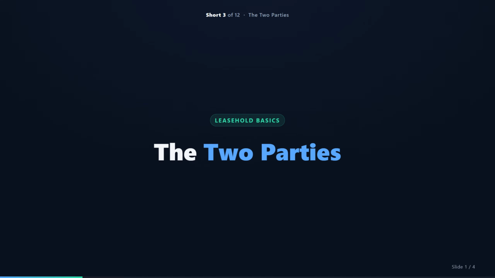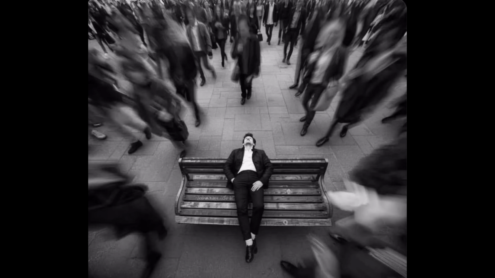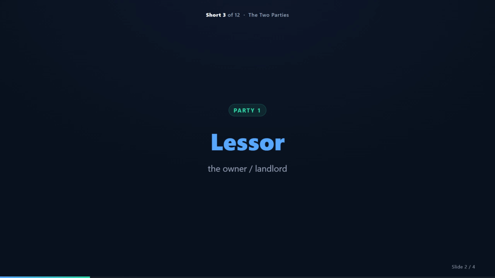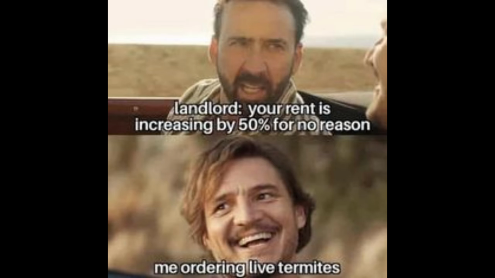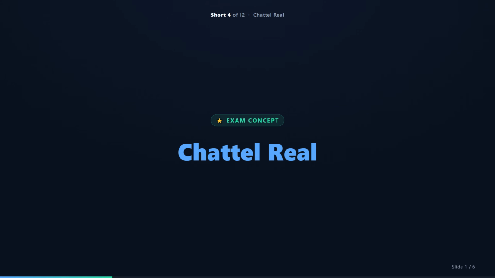The two parties. Every lease has two parties, and the names trip people up. First, the lessor, that's the property owner, the landlord. Second, the lessee, that's the tenant, the person renting. Here's an easy way to keep them straight. The lessor is the ownER, and the lesSEE is the rentEE. Owner versus renter.